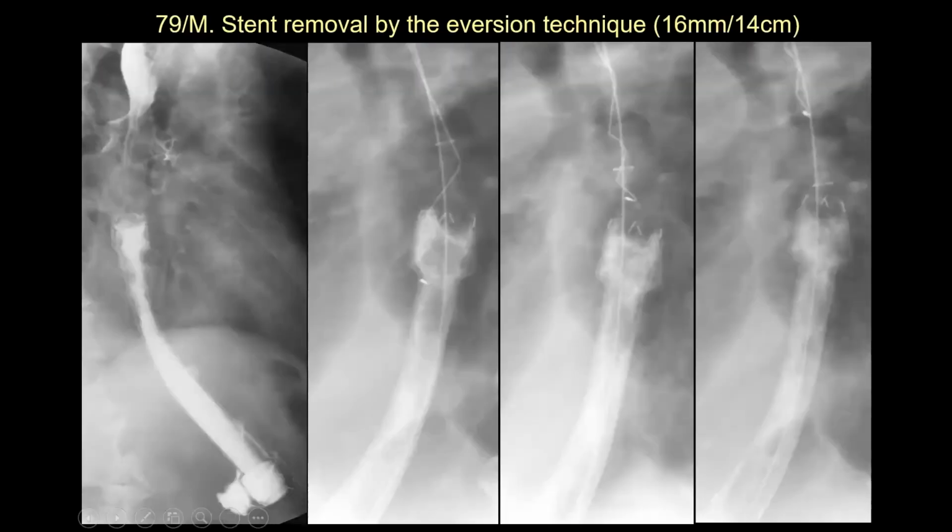This is an example of stent removal by the eversion technique. You can see a partial migration of the stent. So to remove the stent, we grasped the nylon drawstring. It was successful, but it was untied during stent removal.